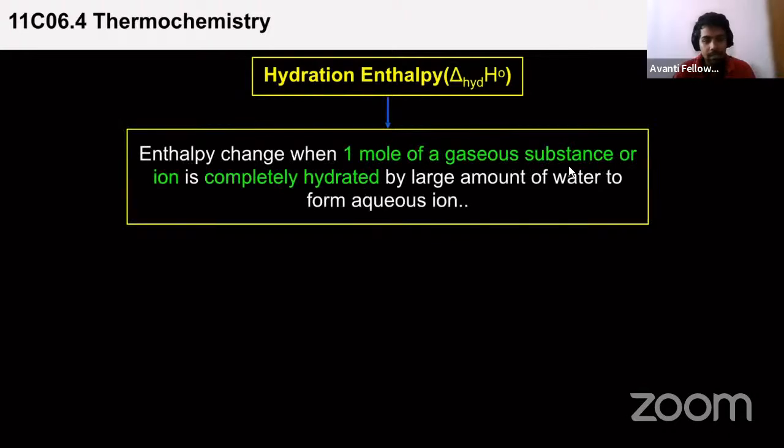Now let's see briefly what the definition of hydration enthalpy is. It is the enthalpy change when 1 mole of gaseous substance or ions is completely hydrated by a large amount of water to form aqueous ions. That's the main thing you need to see. You took some ion and dissolved it in a solvent. That had some interactions with the water, or with the solvent we have taken. Those interactions will release some type of energy. In the case of water, we'll call it hydration enthalpy.